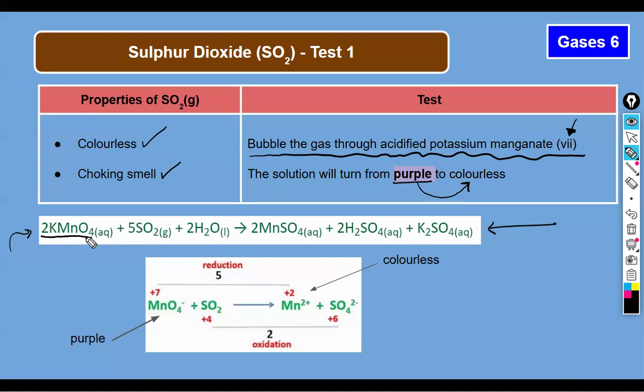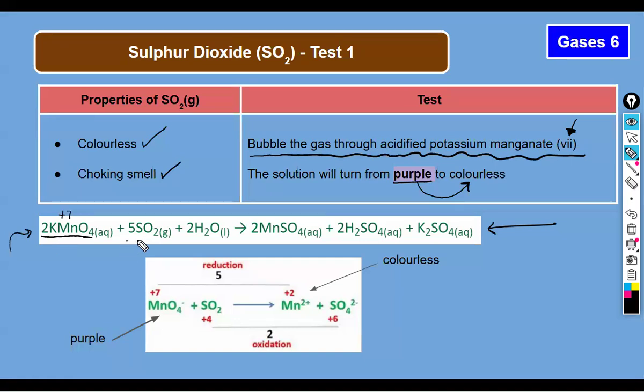This here is the potassium permanganate, KMnO4. When you work out the oxidation number, the manganese, the Mn, has a charge of positive 7. And it's because of that positive 7, it has what? A purple appearance. The positive 7 charge for this particular compound is what gives it its distinctive purple color.